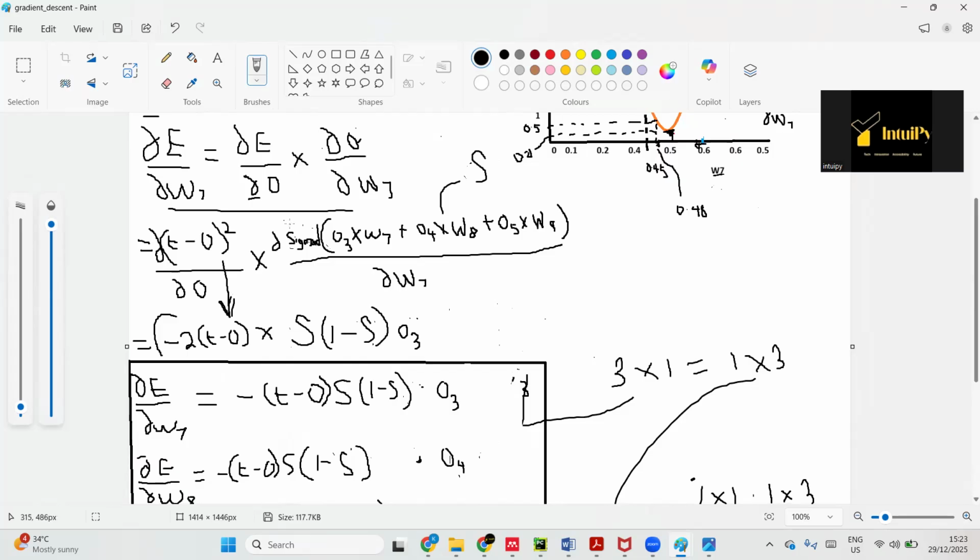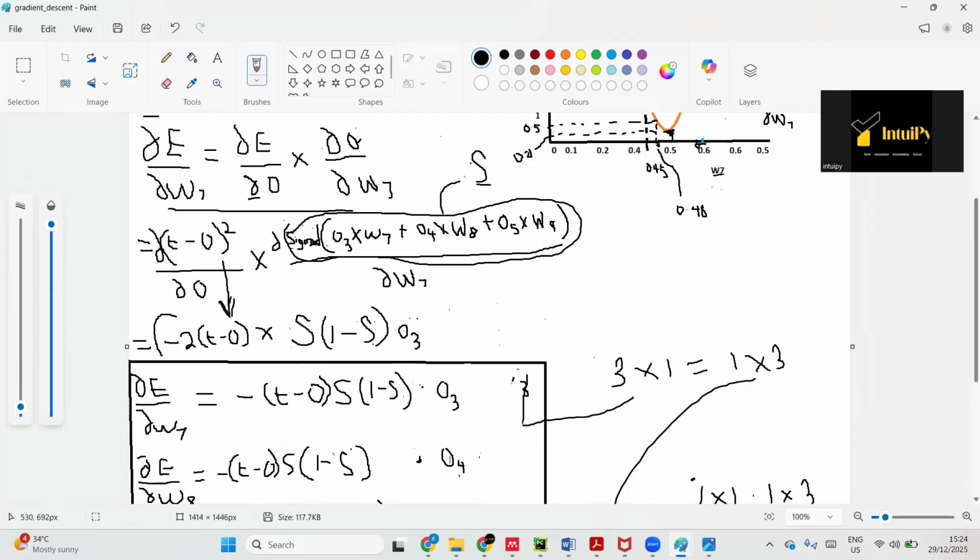And so let's imagine that all of this represents S. If you were to differentiate this, you would have S, so all of this, for short, S into 1 minus S. Then you differentiate what you have inside the sigmoid with respect to W7, and it gives 0.3.